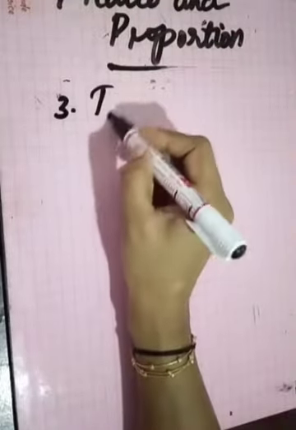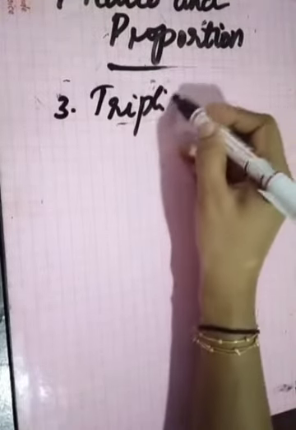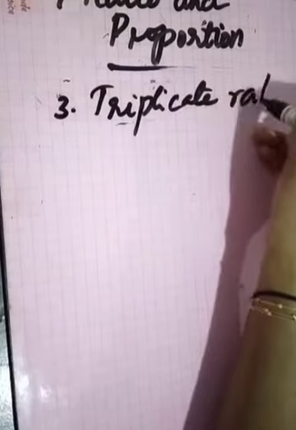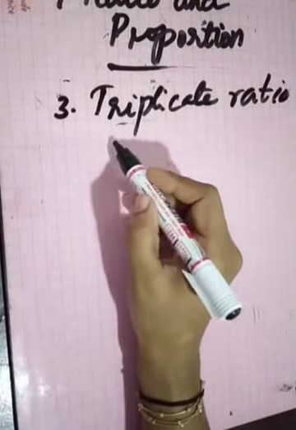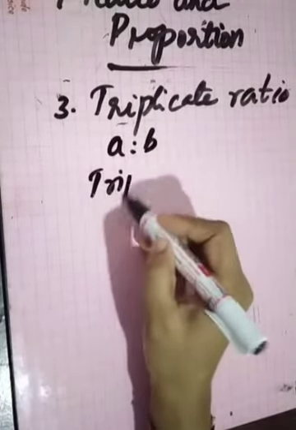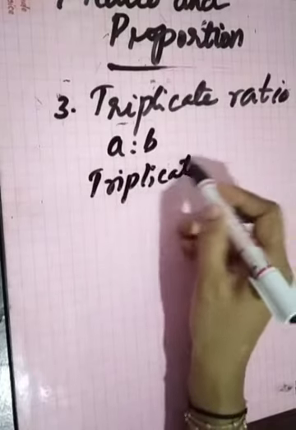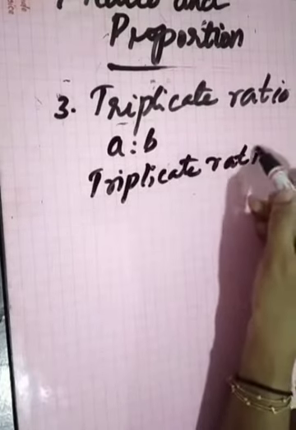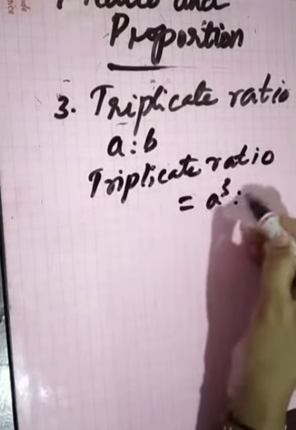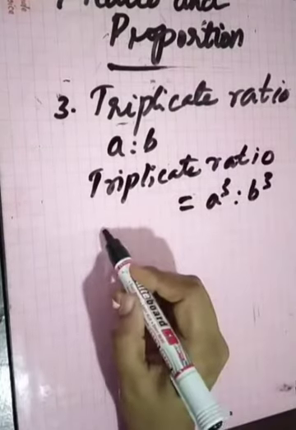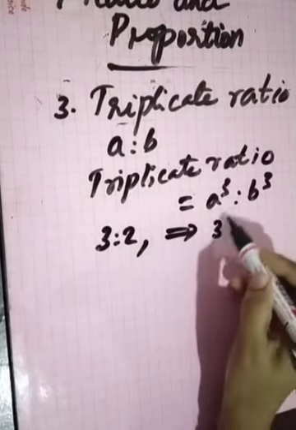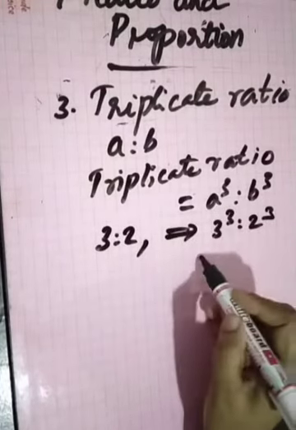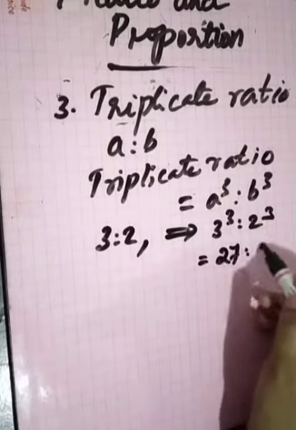Third one is triplicate ratio. You write all this in your notebook. If A is to B is a ratio, then its triplicate ratio is A cube is to B cube. For example, if 3 is to 2 is a ratio, what is its triplicate ratio? Yes, 3 cube is to 2 cube. That is 27 is to 8.